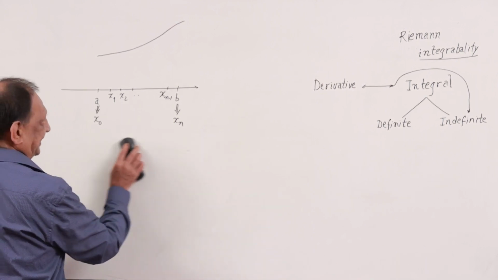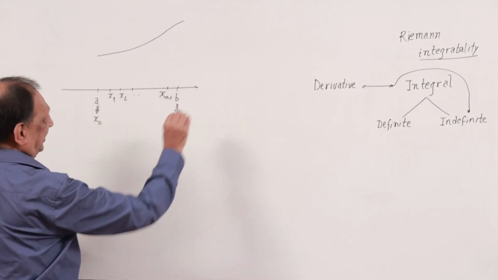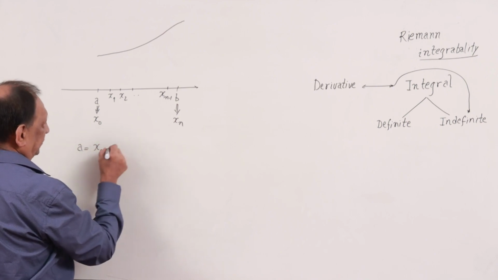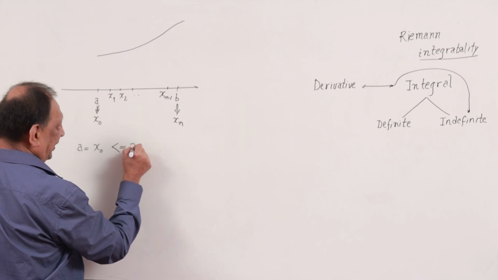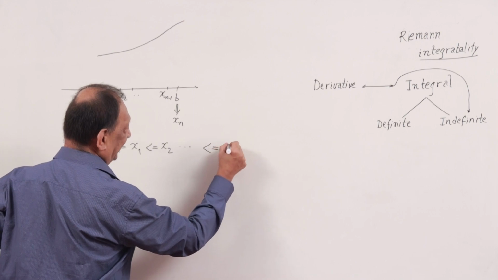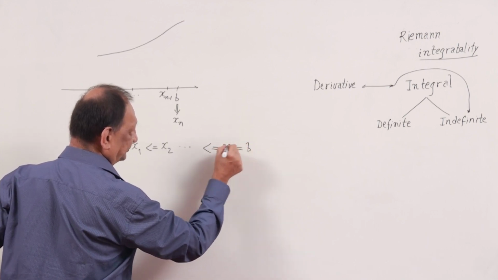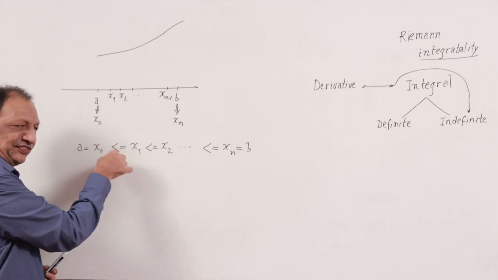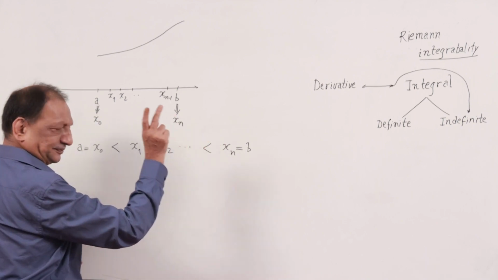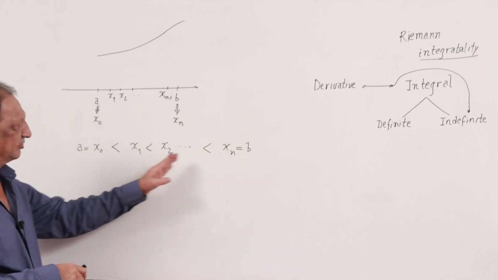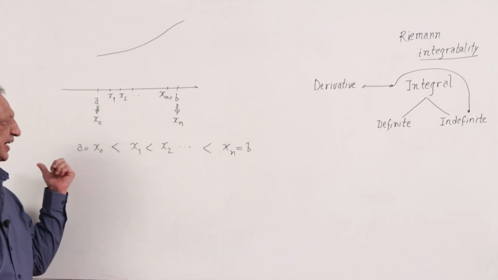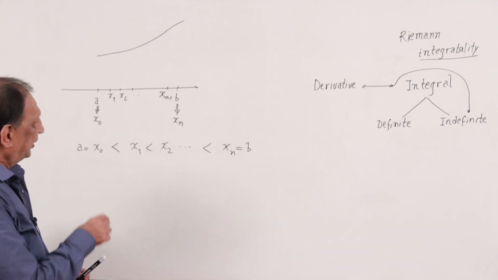Let me write that inequality. Whatever we have shown geometrically, I can write algebraically: a equals x0, which must be less than or equal to x1, less than or equal to x2 and so on, less than or equal to xn, which is equal to b. I could have written less than instead of less than or equal to. So you have ascending order of real values x0, x1 up to xn, where x0 is a and xn is b.